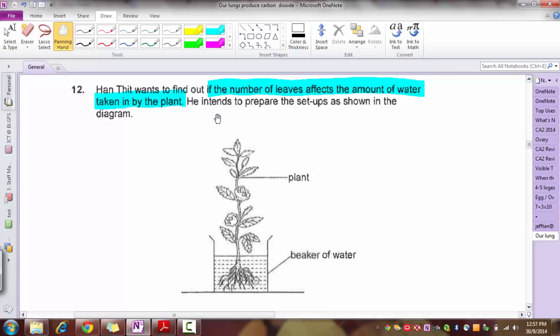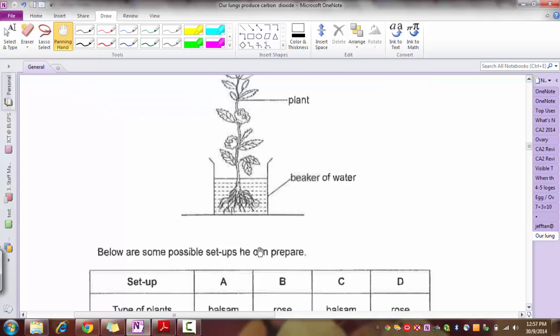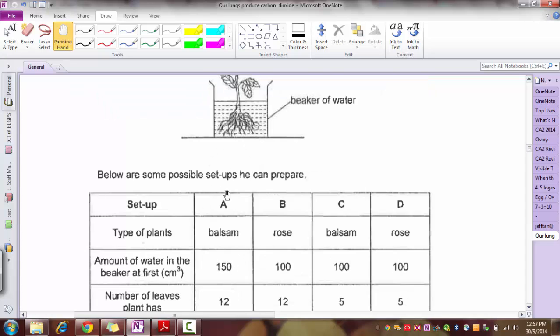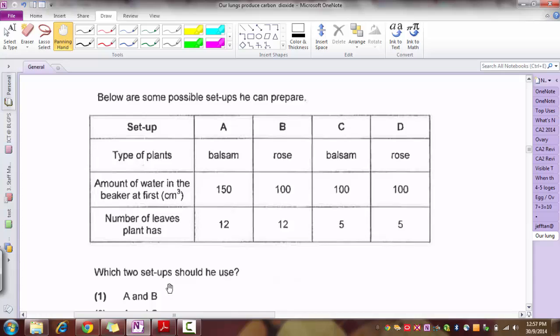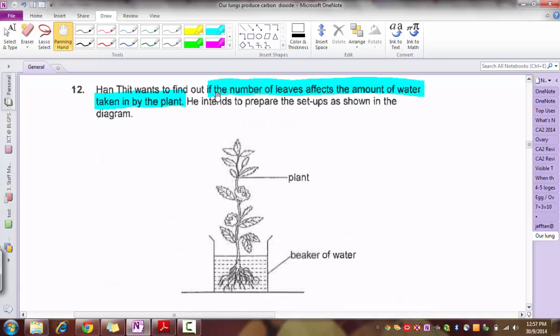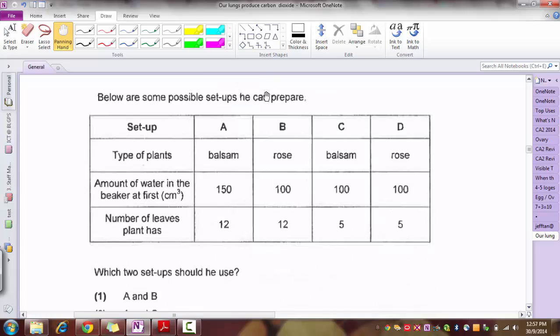So he intends to prepare the setup as shown in the diagram. So this is how he does it. These are the possible setups he can prepare. So which 2 setups should he use? So let's recall back again what is his purpose. His aim is to find out if the number of leaves. So remember, the aim of the experiment will always tell you what the variable that will be changed. So the variable that will be changed will be the number of leaves. So this variable here is the one that I want to change.